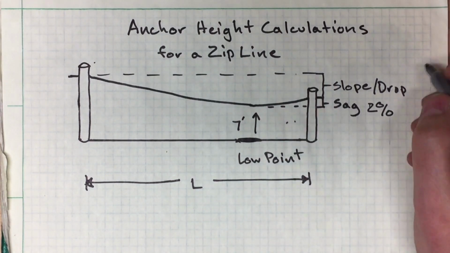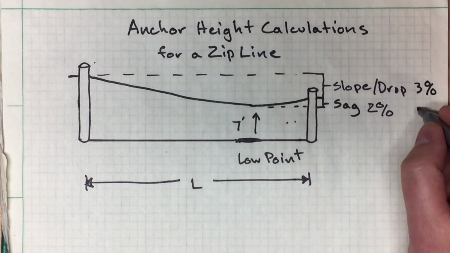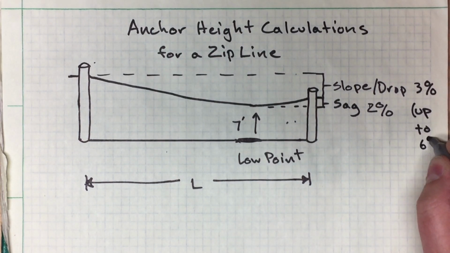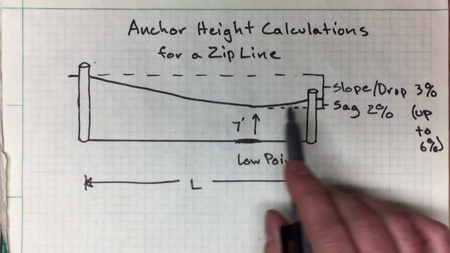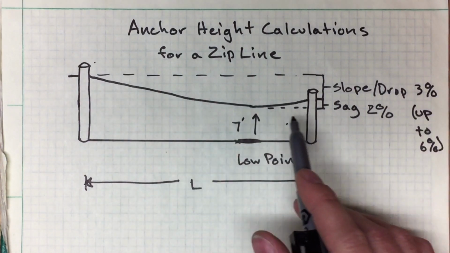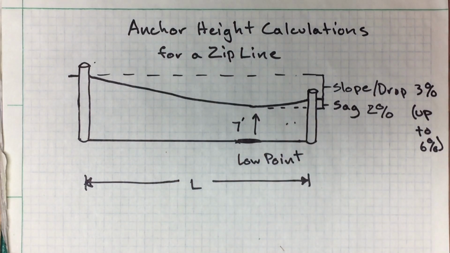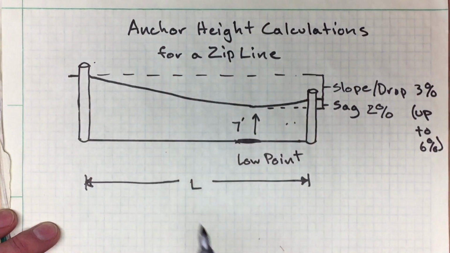The slope, or the drop, is 3%. I'll put in parentheses up to 6%. This is kind of on the low end. This is definitely on the high end, where you need some type of active or passive braking system, because you'll definitely have speed at the end of the ride. 3% is where most riders will be slowing down and stopping before they actually reach the end of the ride there. And again, you just add that to your height here, and that gives you your upper anchor height.